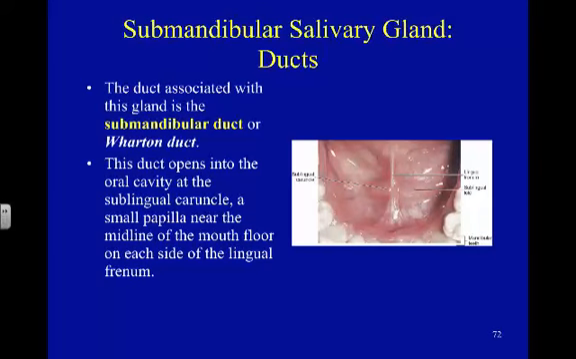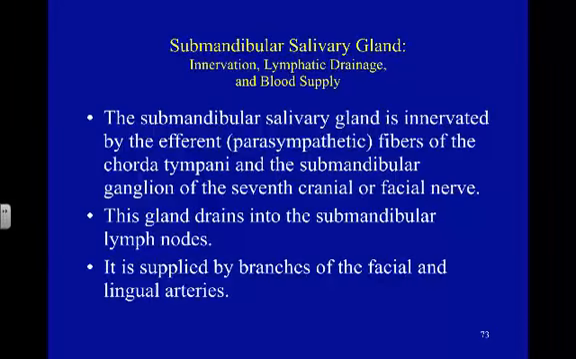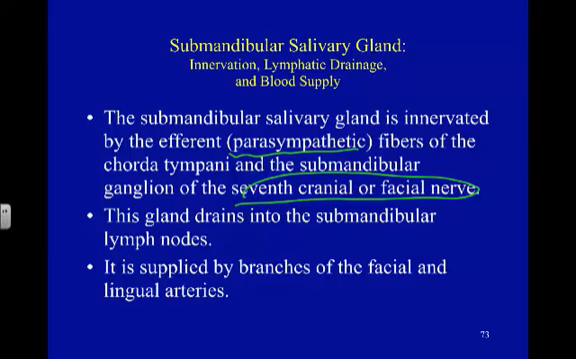And then the primary duct here is what we call Wharton's duct. All right, and that opens on either side of the frenulum, under the tongue. Kind of interesting. It is innervated by the parasympathetic nerves of the seventh cranial nerve. Both the submandibular and sublingual glands are stimulated by the facial nerve. The difference is the parotid, which is what nerve?